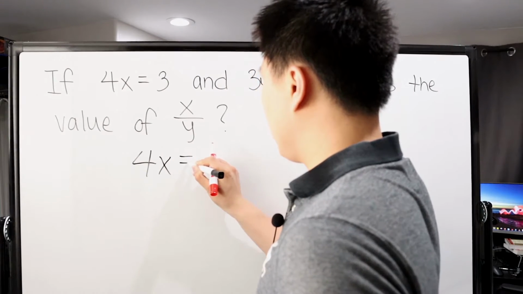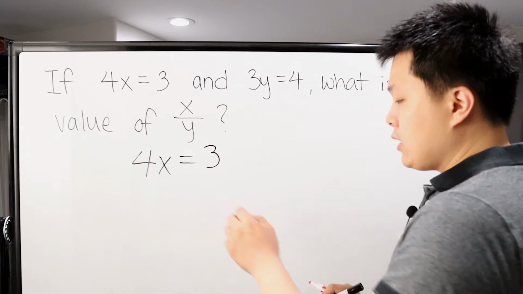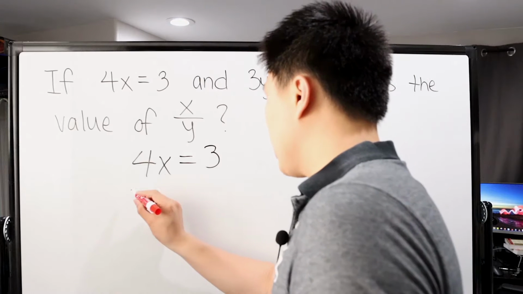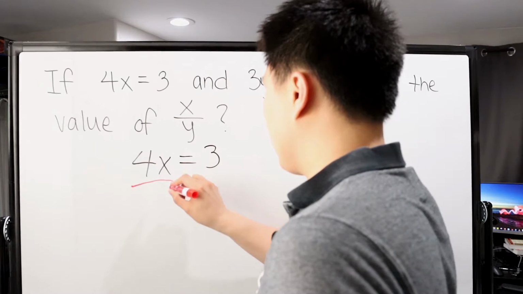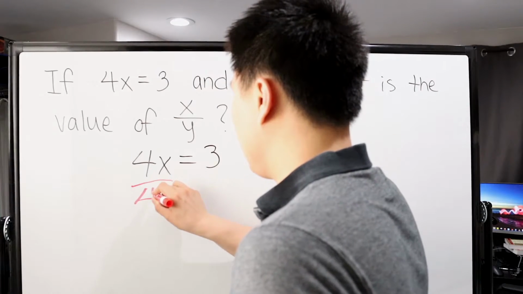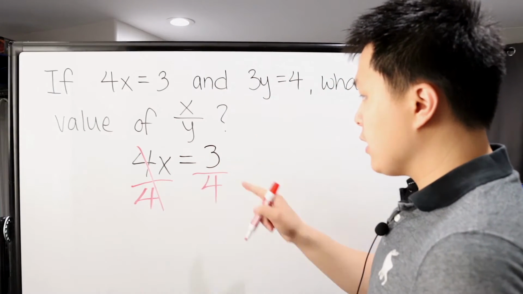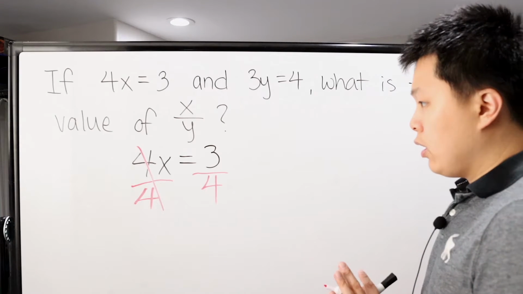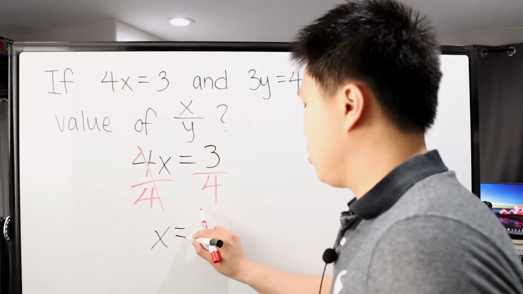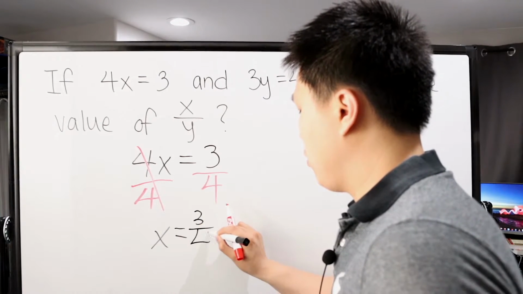All right, for the first one, we have 4x equals 3. We want to isolate x. So what we're going to do is the opposite. We're going to divide by 4 right here, and we're going to divide by 4 right here. So we have x equals 3 over 4. Let's just rewrite it right here: x equals 3 over 4.